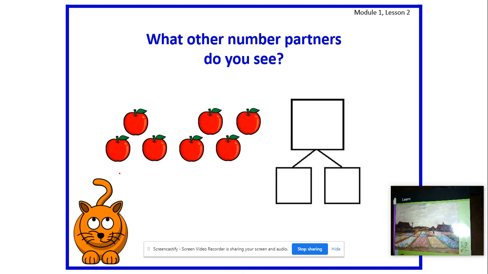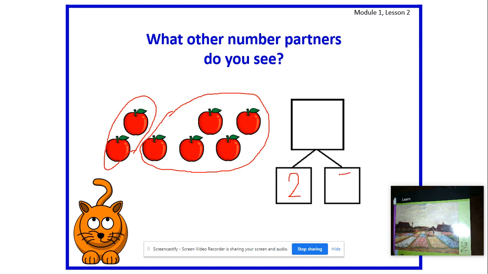What other number partners do you see? Well, I see 2 and 5. So what are my parts, boys and girls? Get ready. Yes, 2 and 5. Okay, so let's count on from 5 to find the total. Count with me. Get ready. 5, 6, 7. So what is our total? Get ready. Yes, 7 is our total.